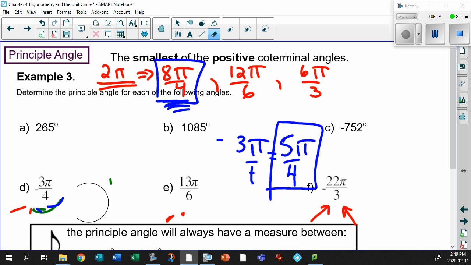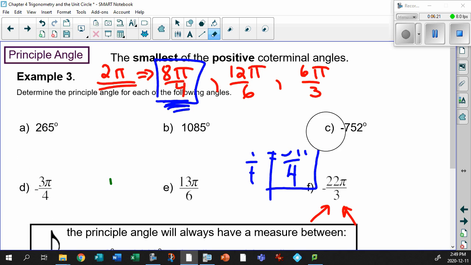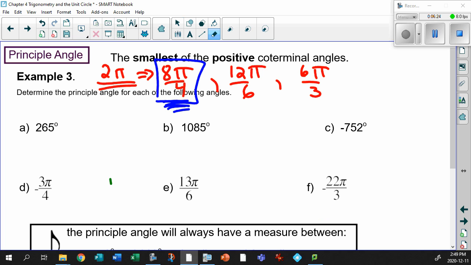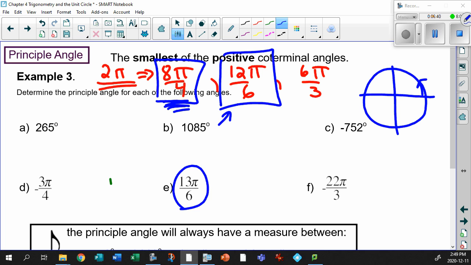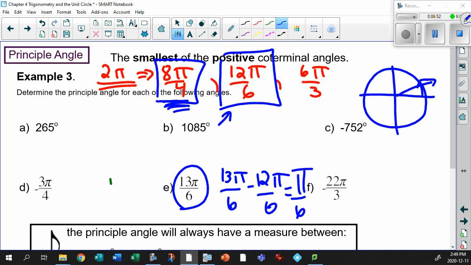If you look at the next one, which says 13 pi over 6, we're dealing with over 6. Look, you're at 13 pi over 6. You know, 1 complete rotation of the spinner, plus how much more? Think about it. This is 13 pi over 6 minus 12 pi over 6, which leaves you with the smallest positive angle, pi over 6, which is somewhere about there. Oh, this is so easy.